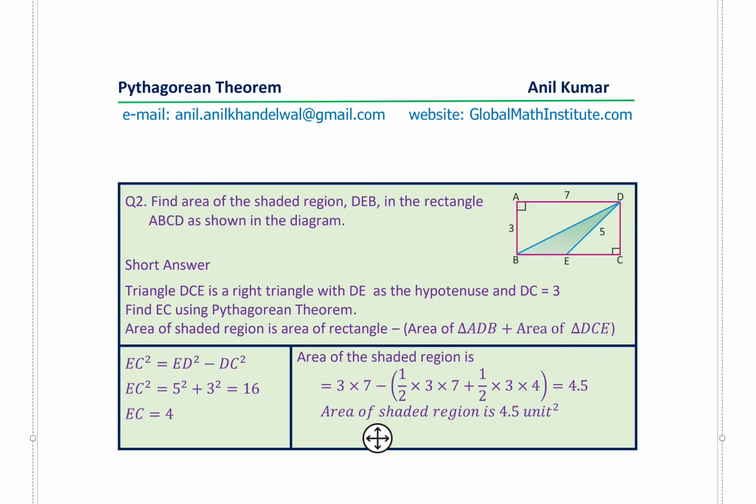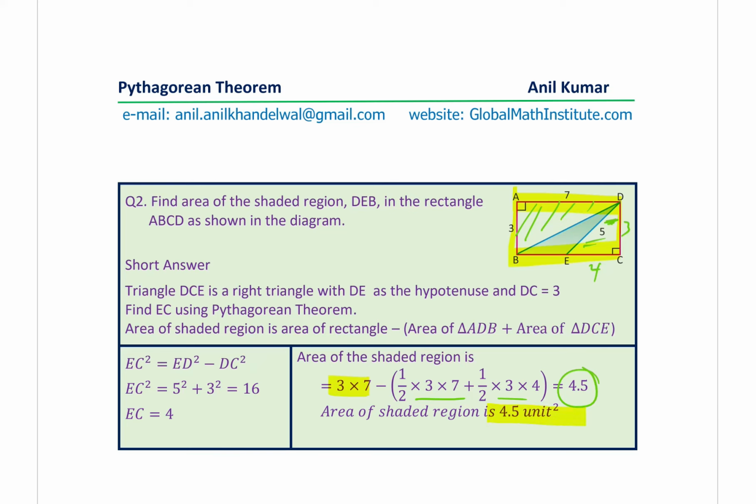The next example, as I was saying, is related to the area of the rectangle. The area of the rectangle is 7 times 3, so I've written here 7 times 3. From this area, I have to take away the area of this particular triangle, which is half of 7 times 3, and also this particular triangle, whose sides are 3 and 4 since the hypotenuse is 5. So 12 half is 6. Once you do that, you get 4.5 as the area of the shaded region. So that becomes your answer in square units. Clear?